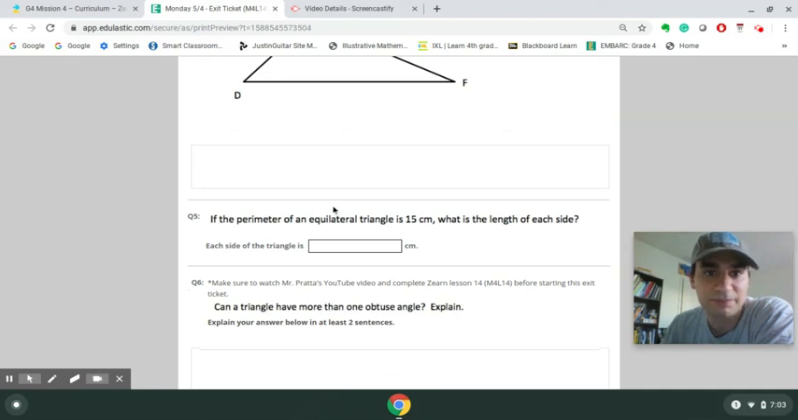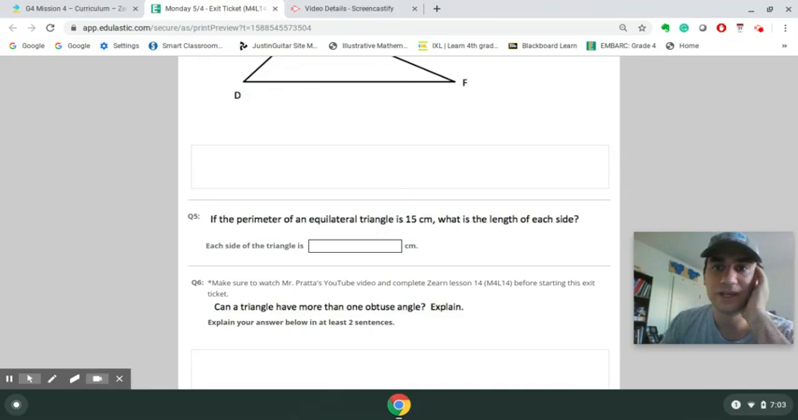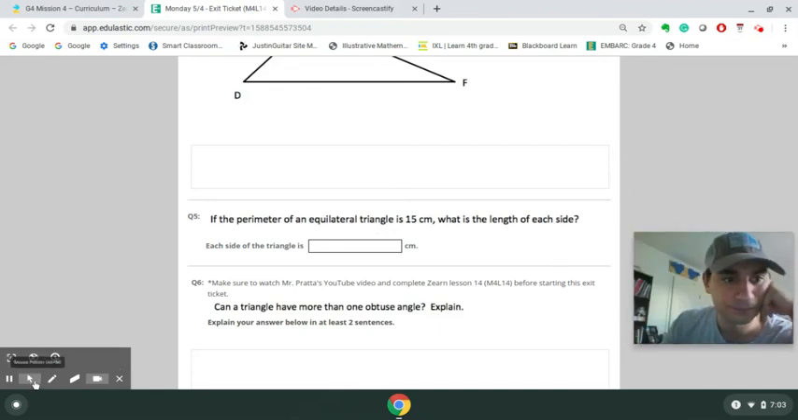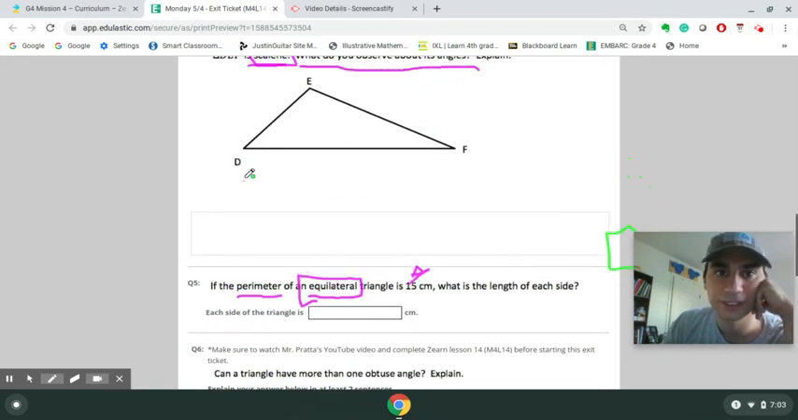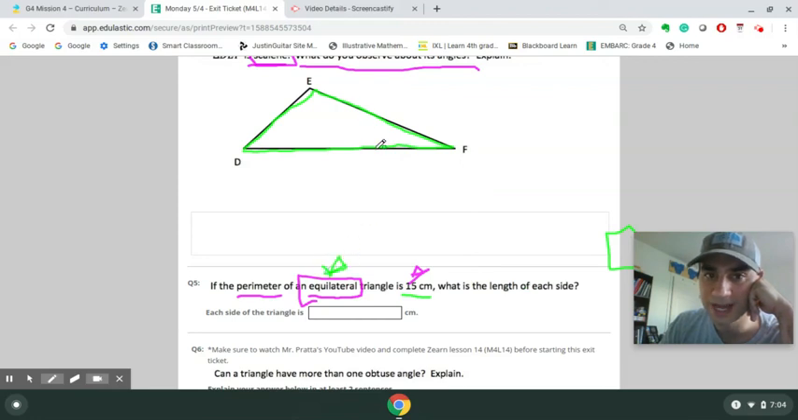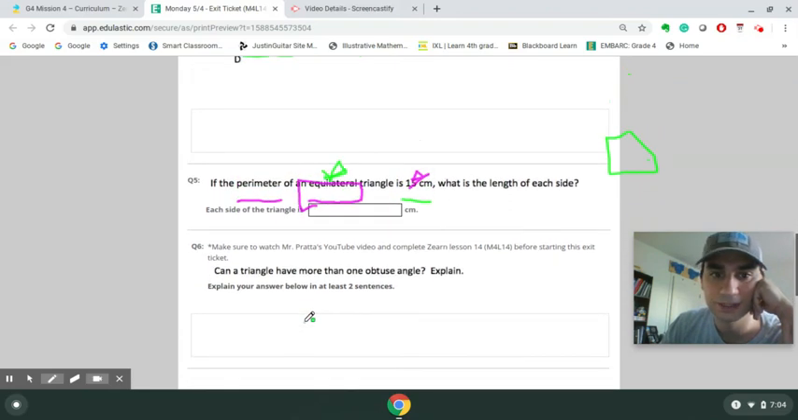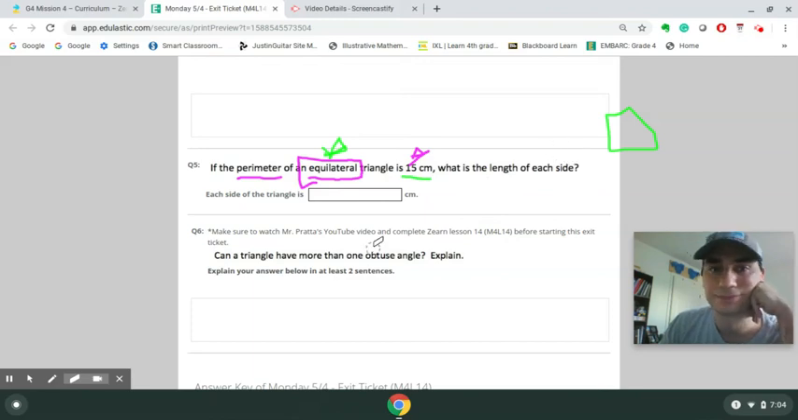All right, question 5. If the perimeter of an equilateral triangle is 15 centimeters, what is the length of each side? Okay. So you need to think about what an equilateral triangle means and the perimeter. So the perimeter of a shape is the outside. That's a weird looking shape. We'll use a scalene triangle here. So the perimeter would be this, the distance around the shape, the border. So if the perimeter is 15 centimeters, okay, and it's equilateral, so not this one, you're going to use an equilateral triangle, okay? What is the length of each side? For this one, all you need to do is put the length of each side right into this box.